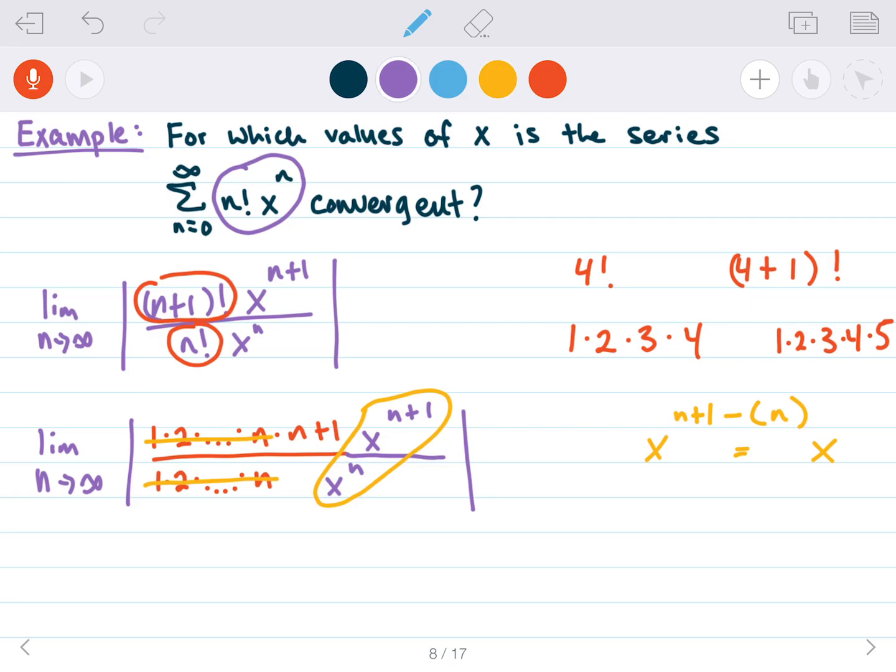All right, so let's rewrite this. Limit as n goes to infinity of n plus 1 on top. Then we just found out that this was times x.